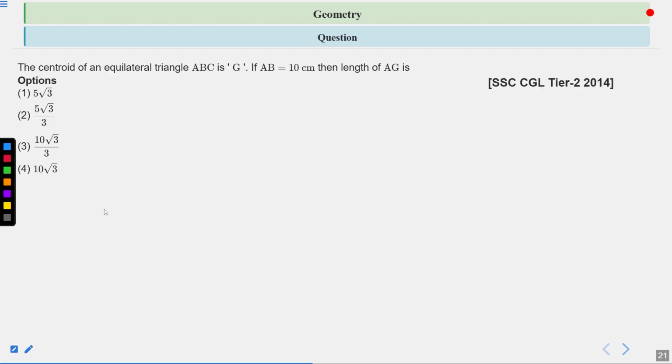The centroid of an equilateral triangle ABC is G. If AB equals 10 centimeter, then the length of AG is. This question was asked in the SSC CGL Tier 2 exam in 2014. So there are four options. First one is 5 root 3. Second is 5 root 3 by 3. Third one is 10 root 3 by 3. And fourth one is 10 root 3. Now you have 10 seconds to analyze the question. Your time starts now.